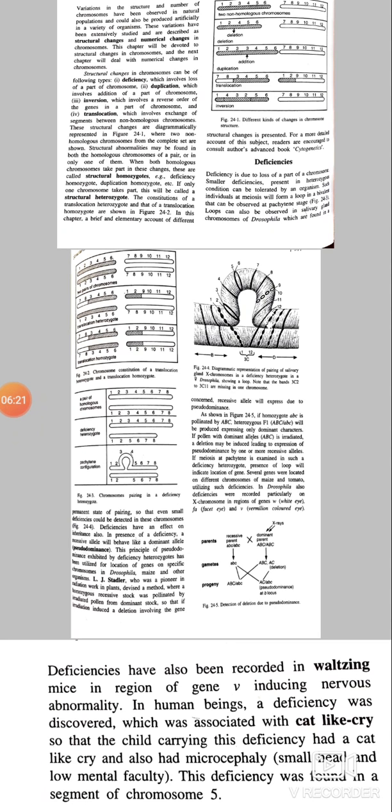Deficiencies have also been recorded in waltzing mice in region of gene v, inducing nervous abnormality. In human beings, a deficiency was discovered which was associated with cat-like cry, so that the child carrying this deficiency had a cat-like cry and also had microcephaly, small head and low mental faculty. This deficiency was found in a segment of the fifth chromosome.